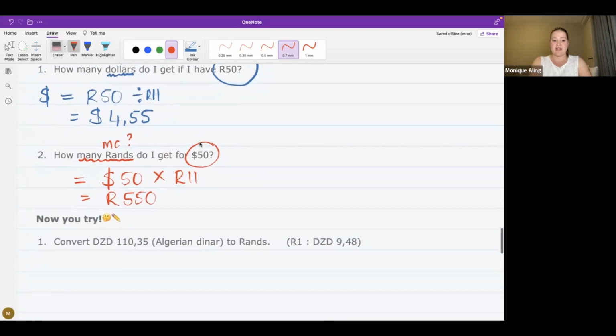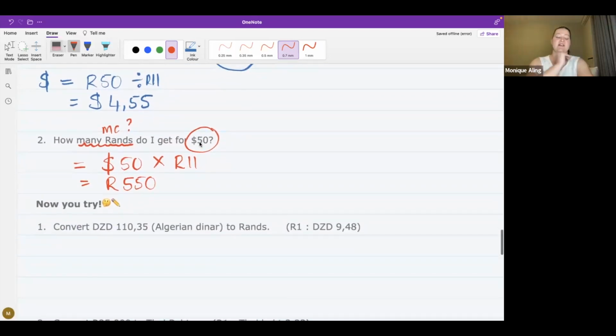let's try question 1 here. So unrelated to the previous exchange rate, I've given you a new exchange rate now. It says convert 110,35 Algerian dinar, I don't really know how to say that, sorry, to rands, and I've given you the exchange rate in brackets here. So our rands, according to the exchange rate, is our unit currency. And we've got our multiple currency. What are we trying to work out?